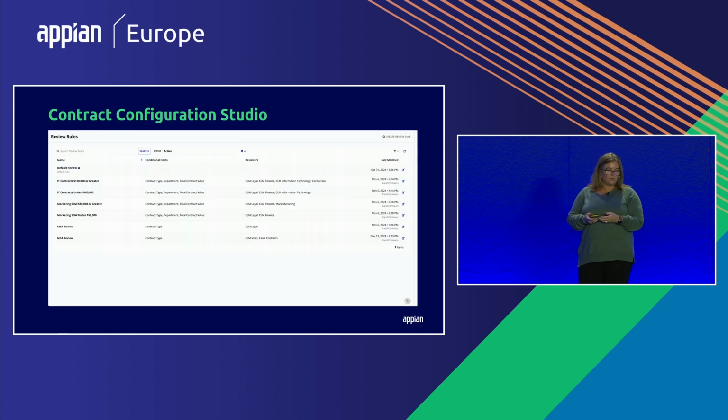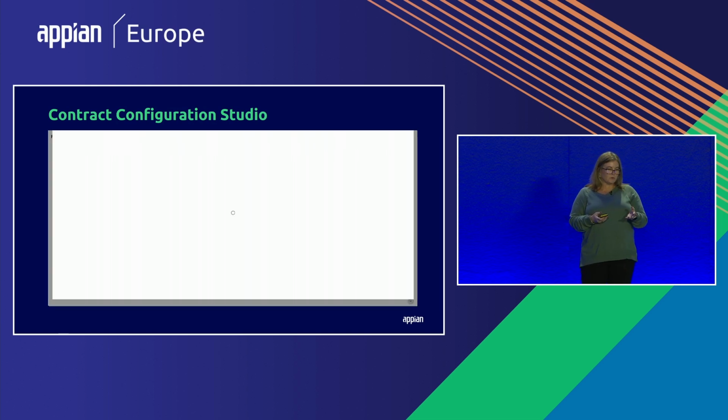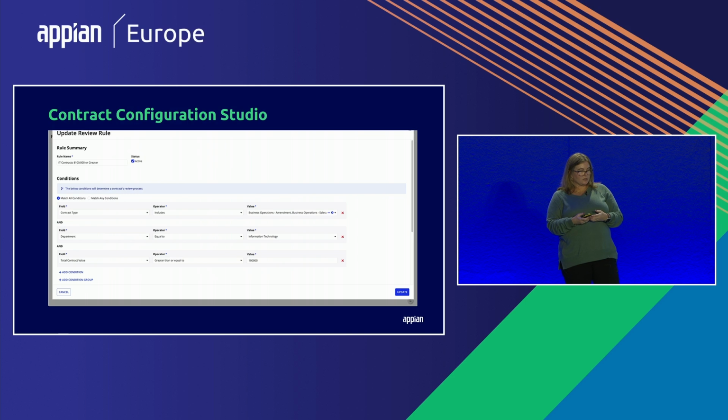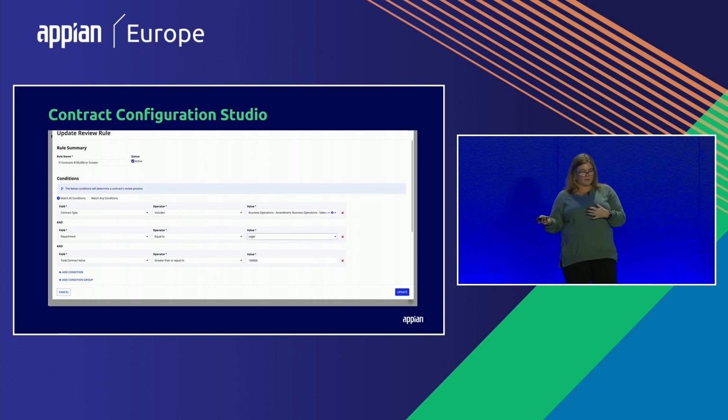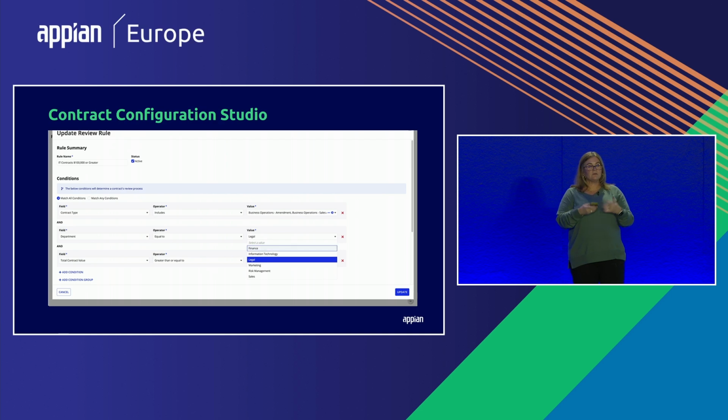So with the review rules, these are the rules that you can set up. They're pretty flexible. You can define its name, and then you can set all sorts of different conditions. You can add more conditions, you can add condition groups, but this allows you to basically say these contract types with these different values, maybe they all follow the same process. Maybe if it's a certain department, it needs a different process. Maybe dollar value, maybe it's all three.